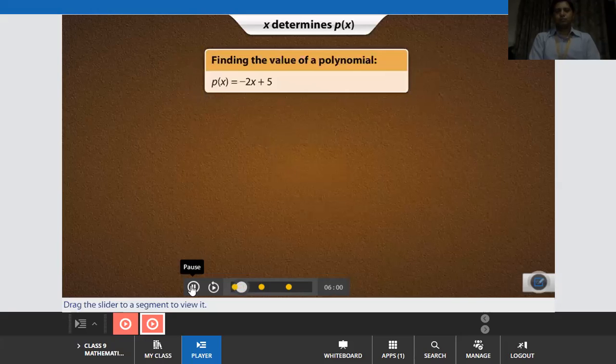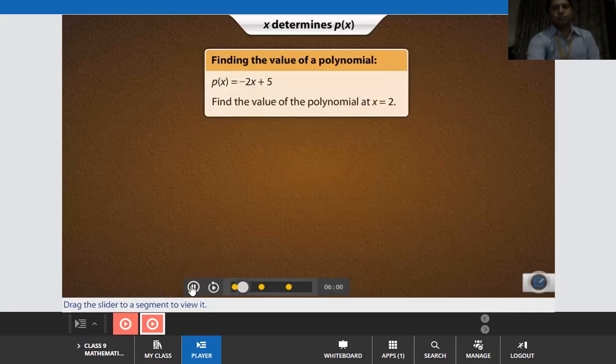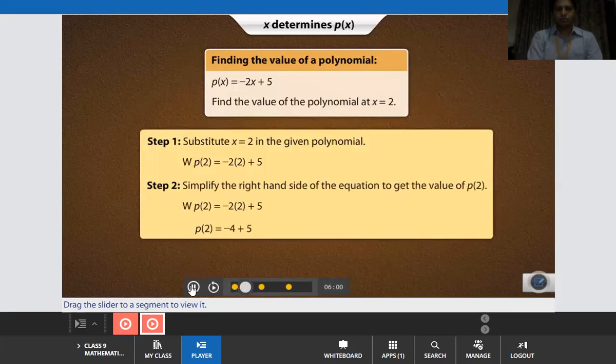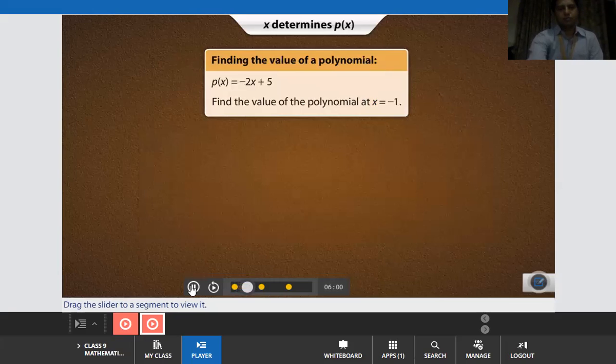Here p of x equals minus 2x plus 5 is a polynomial in x. So here we have seen that if we put x equals 2, the value will become minus 4 plus 5, that is, minus 2 into 2 will become minus 4, and plus 5. Minus 4 plus 5 will give you 1. So the value of the polynomial at x equals 2 is 1. What if we put x equals minus 1? Minus 2 into minus 1 will become 2, and 2 plus 5 will give you 7. So the value of the polynomial at x equals minus 1 will be 7.